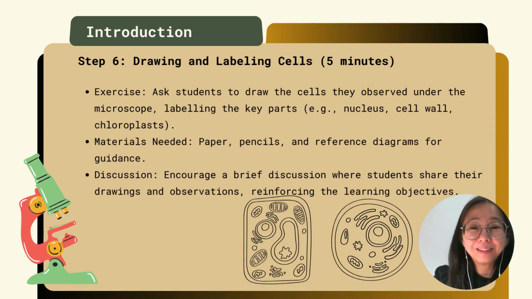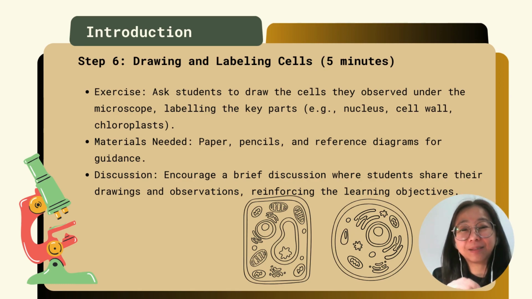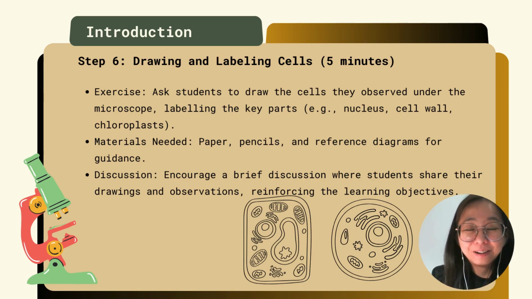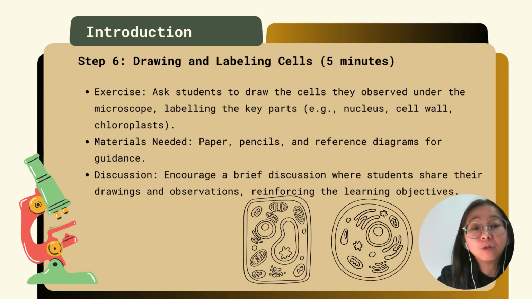Right, so after step 5 is step 6. In step 6, they are supposed to draw and label the cells. This is also the exciting part for those who love to draw. In this exercise, the teachers have to ask the students to draw the cells they observe under the microscope and label the key parts. The materials needed for this section will be paper, pencils, and reference diagrams for guidance. These will be given out at the start of the class.